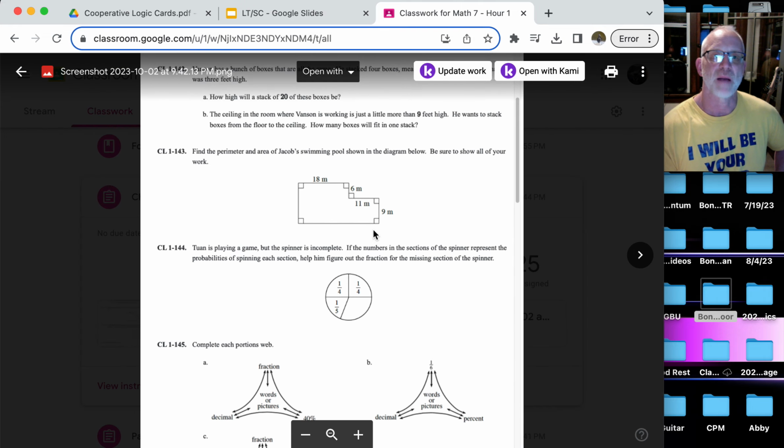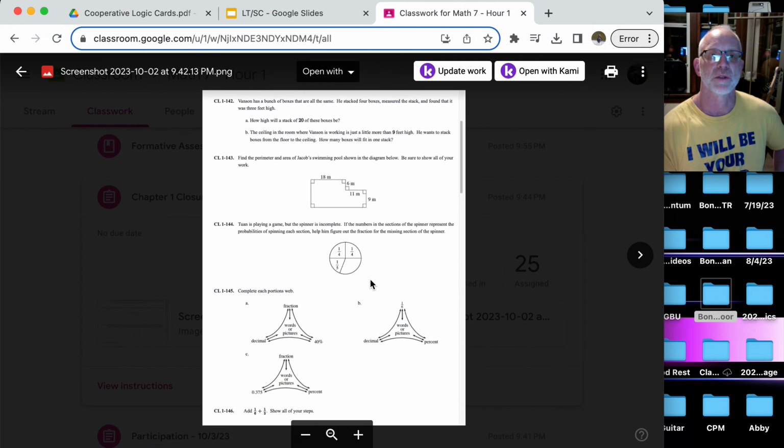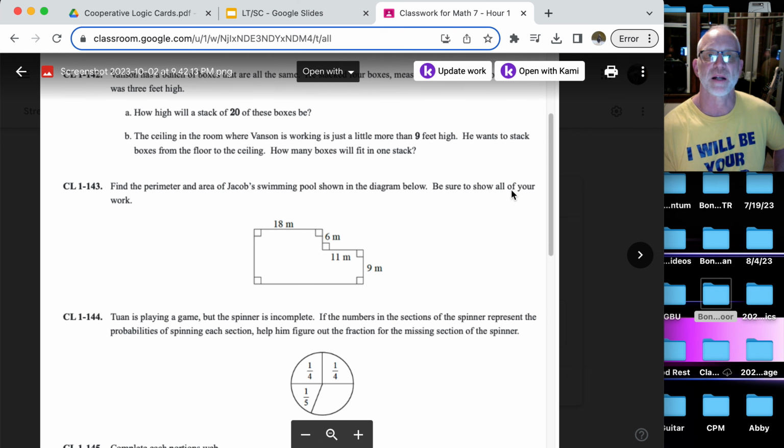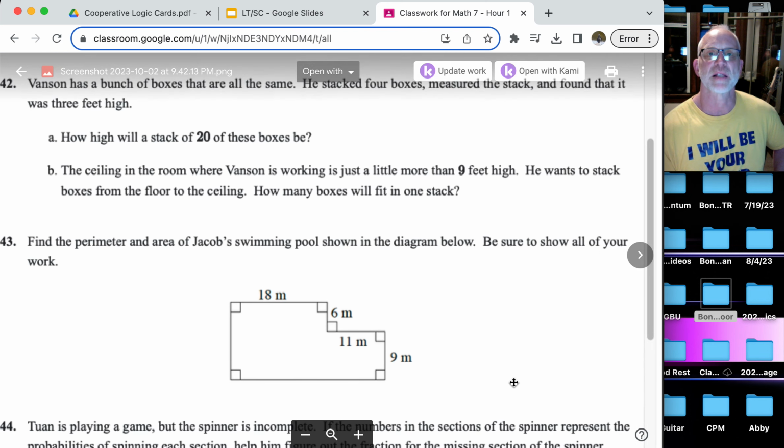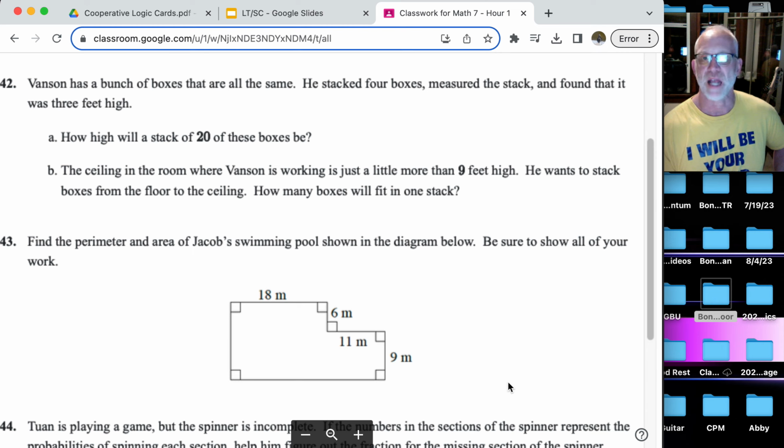we have a problem about Vanson has a bunch of boxes that are, it's hard to read it here, isn't it? That are all the same. He stacked 4 boxes, measured the stack, and found that it was 3 feet high. How high will a stack of 20 of those boxes be? The ceiling in the room where Vanson is working is a little more than 9 feet high. He wants to stack boxes from floor to ceiling. How many boxes will fit?